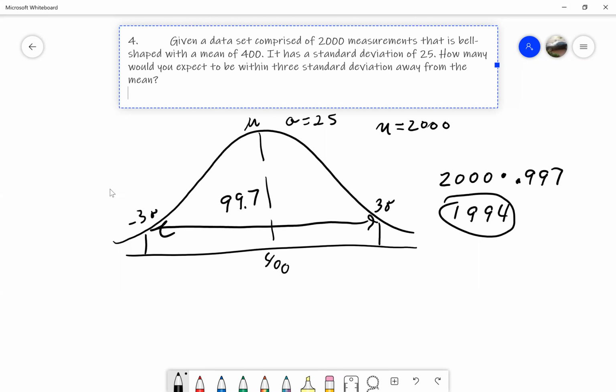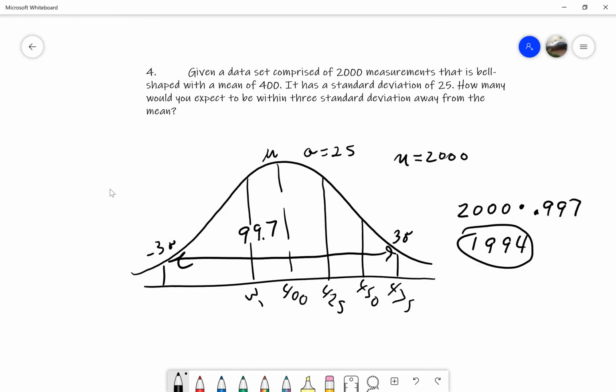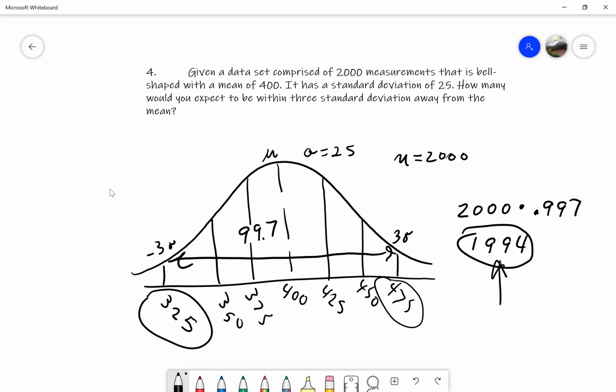Now, if I ask you for the interval of this, you would say, oh, this is 425. This is 450. This is 475. You would do it in the opposite direction as well. This is 375. This is 350. Oh, wait, I should do it wider. Let me go ahead and do it wider. So this is 375, this is 350. Okay, it's a little bit too wide, but whatever. This is 325. Let me make it pretty. So 325 to 475. We answered the question here, but you would say we expect 1,994 of the 2,000 measurements to be within 3 standard deviations from the mean, which the interval will be from 475 to 325. So you expect 1,994 of the numbers to be within 325 and 475.